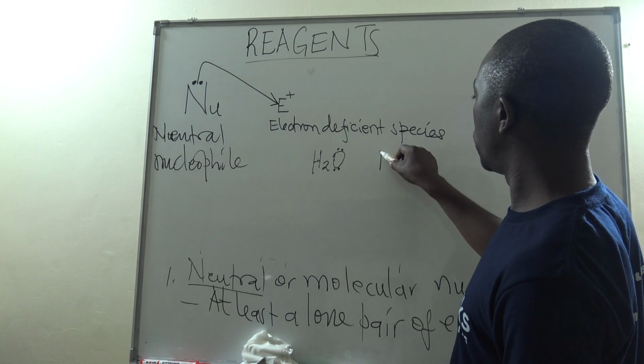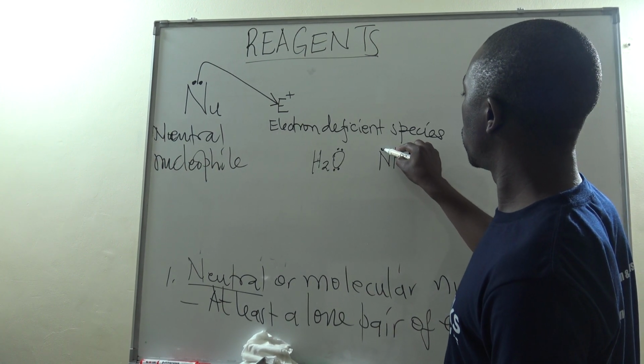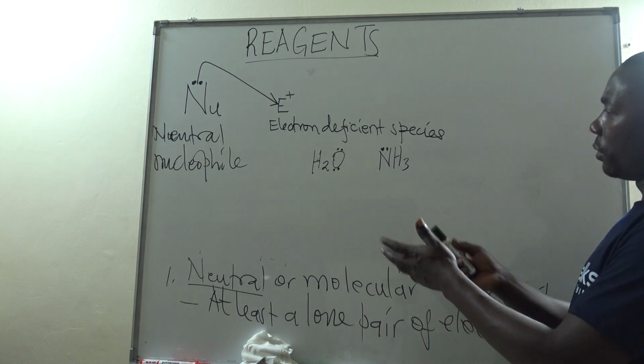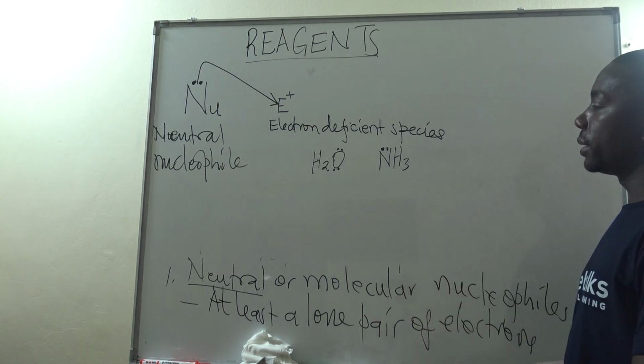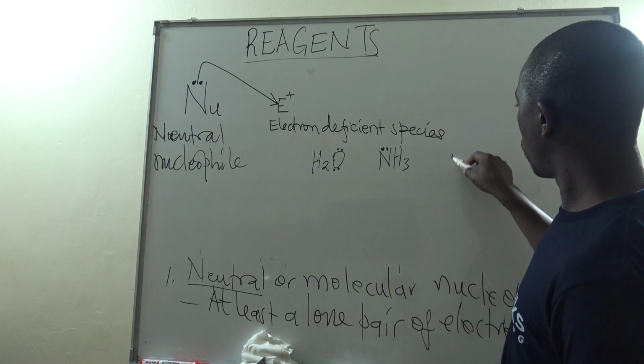Then another one is ammonia. Ammonia is also one of the examples of molecular nucleophiles. They carry no charge, but they react by donating electrons since they have a lone pair. Another one could be an amine.